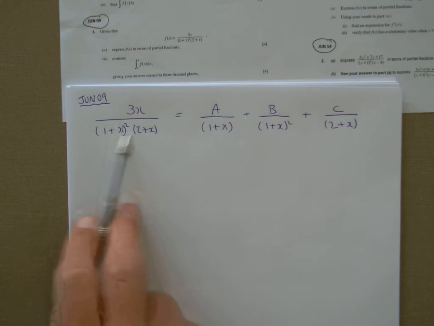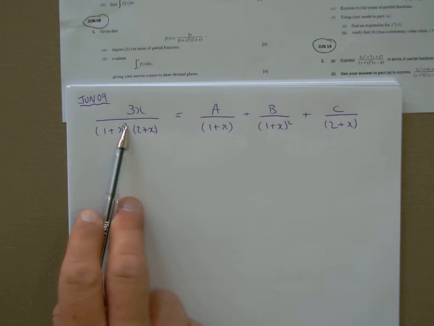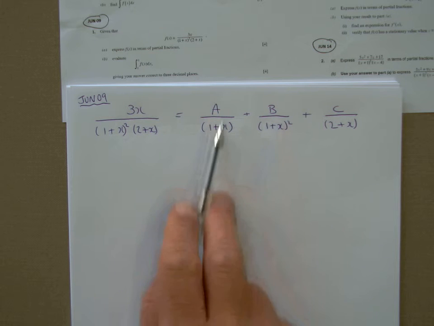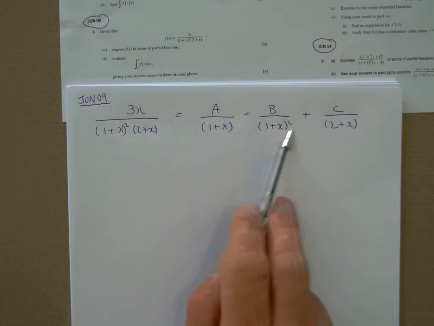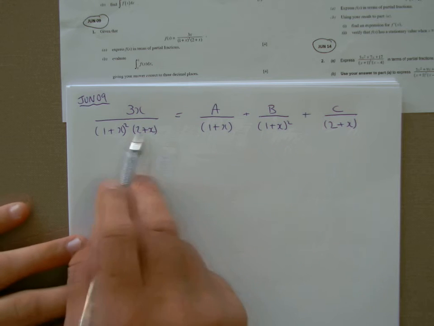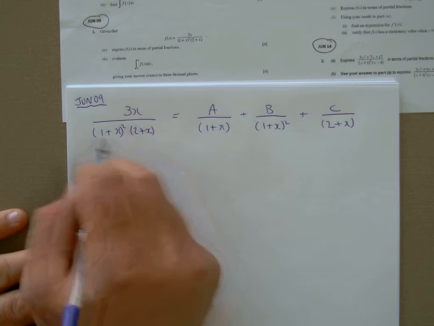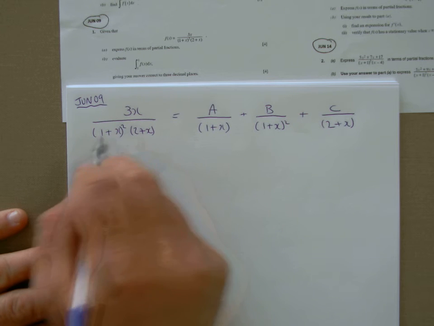So we need partial fractions for this now, and you've noticed there the repeated factor, squared. So I write it as a single power, then A over 1 plus x, and then B over 1 plus x squared, and then plus C over this last bracket. So what I'm going to do is times through by all that on the bottom here. I times through everything by what's on the bottom.